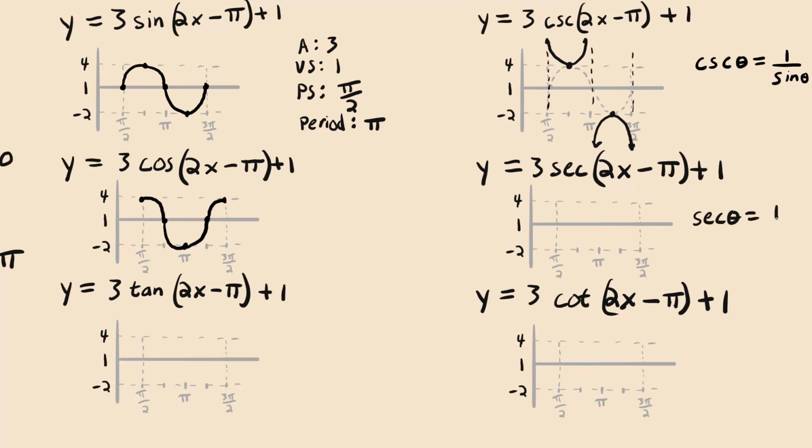The same logic applies to secant. Secant is the same thing as 1 over cosine. So you would just take the cosine function and invert it. And whenever we have a 0 for a cosine, that would become an asymptote for secant.